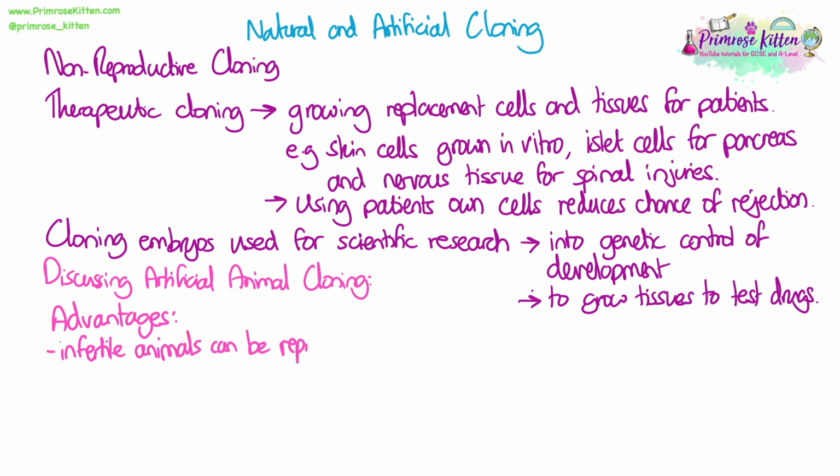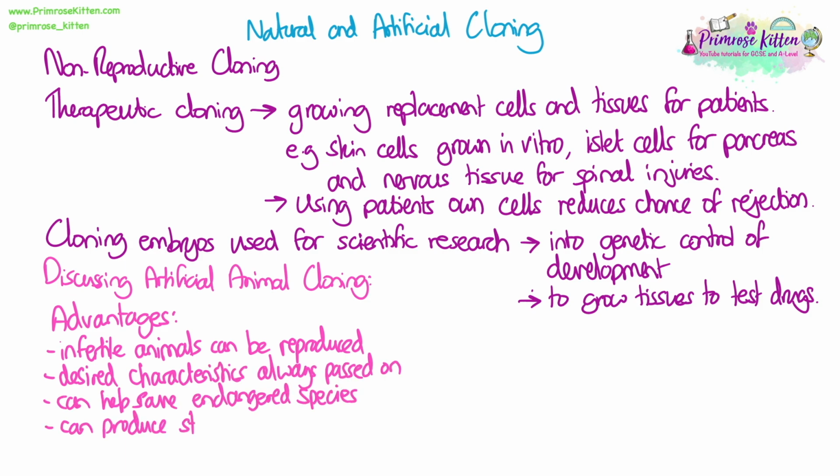We can breed from infertile animals, so animals that have desired characteristics that you want but wouldn't otherwise be able to breed for whatever reason. We can take a body cell from that organism and clone it in this way. Similar to plant cloning, desired characteristics are always going to be passed on. It can also help save endangered species. And the other useful technique about this is that we can use it to produce stem cells for disease research, or produce embryonic stem cells that have the DNA of the patient that we want to do stem cell treatment or stem cell therapy on.